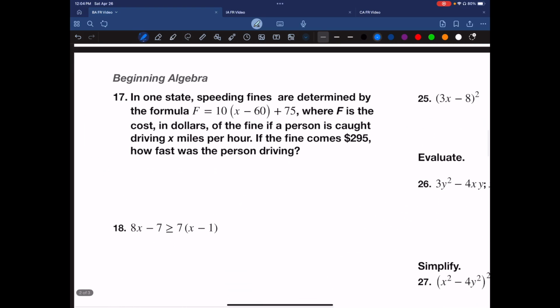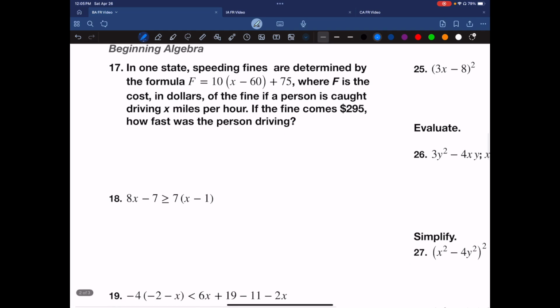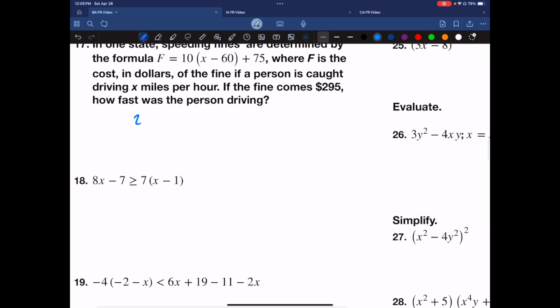Okay, 17. If the fine comes to $295, how fast is the person driving? So I'm going to let capital F be 295, and I'm going to solve for x. So we've got 295 equals 10 times x minus 60 plus 75. One way of doing this is to just clean up the right side, multiply the 10 through there, and then add 75 to what's left. All right, but you could treat the parentheses as the x term and just move everything away from it first. That's what I'm going to do.